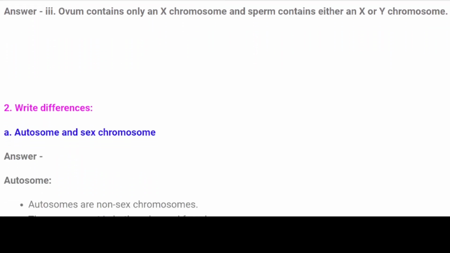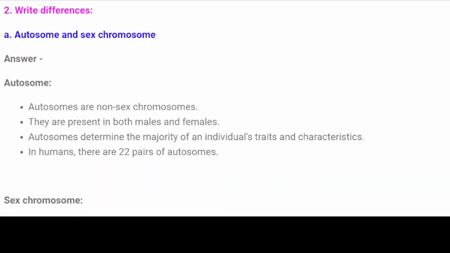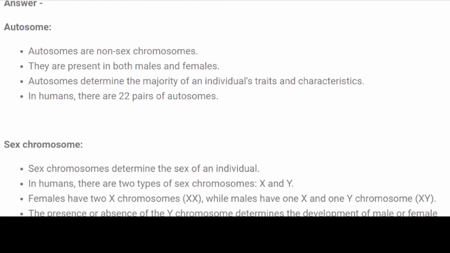2. Write differences. A. Autosome and sex chromosome. Answer. Autosome. Autosomes are non-sex chromosomes. They are present in both males and females. Autosomes determine the majority of an individual's traits and characteristics. In humans, there are 22 pairs of autosomes.